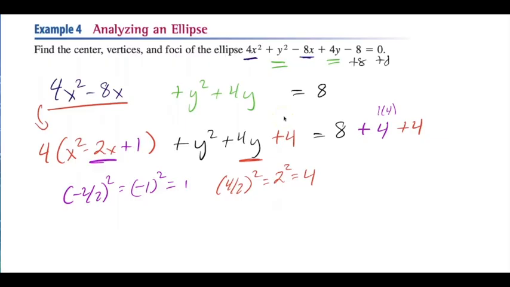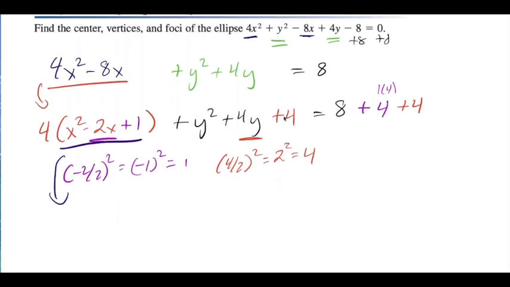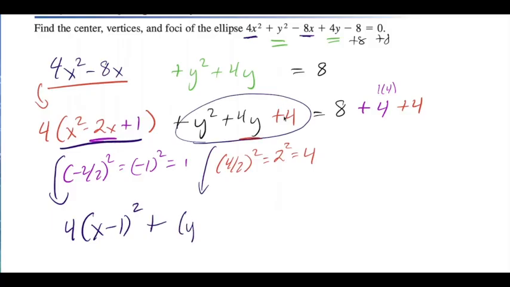Next, let's simplify and factor. The left side, the trick is it's always the middle term divided by 2. This is going to be x minus 1. This is why we can move the square to make that easy. And don't forget the 4 on the outside. The next one, always the middle term divided by 2: y plus 2 squared equals, we're going to add all this up, and we're going to get 16.